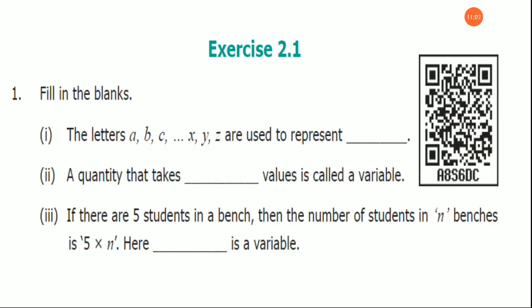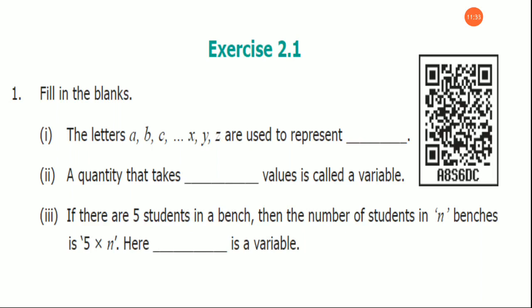Now, there are a few exercise sums. Let us see. The letters A, B, C and X, Y, Z are used to represent dash. What can we use? We can use them as variables, right? I told you it is changing. So we can use it to represent a variable. Not only n, you can use any alphabet as a variable.